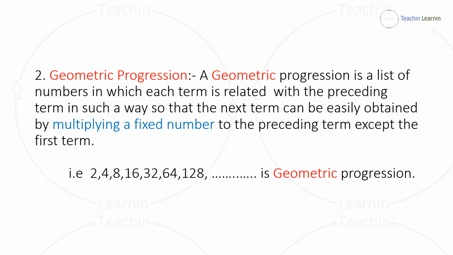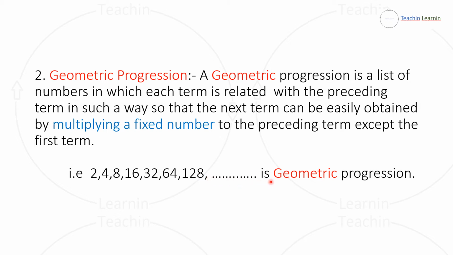Second is geometric progression. Watch these numbers. You can get the next term by multiplying to its previous one. So 4, you can get 8 by multiplying 2 to 4. You can get 16 by multiplying 2 to 8. You can get 32 by multiplying 2 to 16, and so on. You can get more terms here.